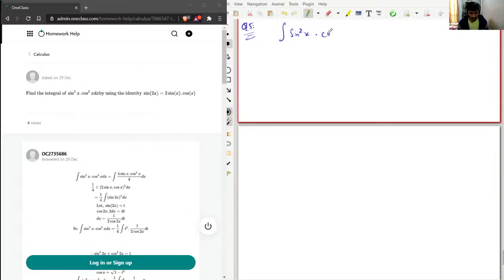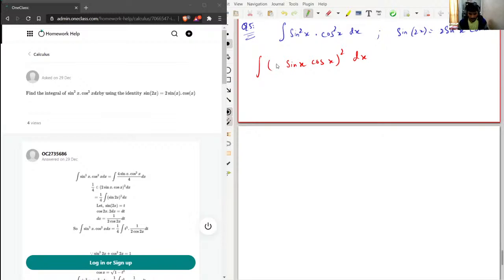sine square x times cosine square x dx, and we need to use this identity of sine 2x is 2 sine x cosine x. I'll do this with the red color this time. So what we'll do, this can be written as sine x cosine x whole square dx.